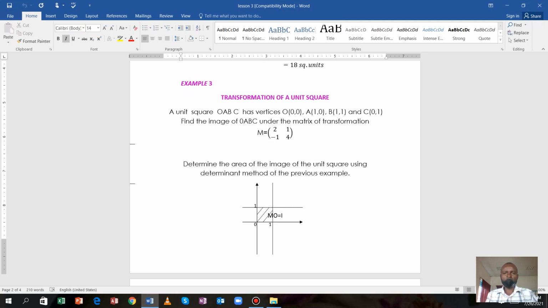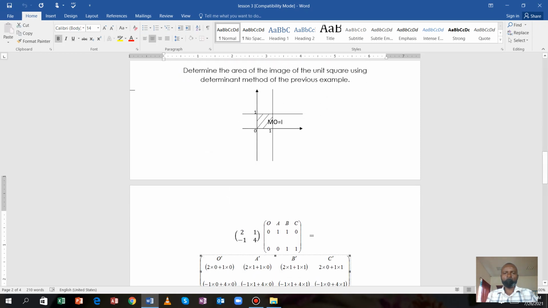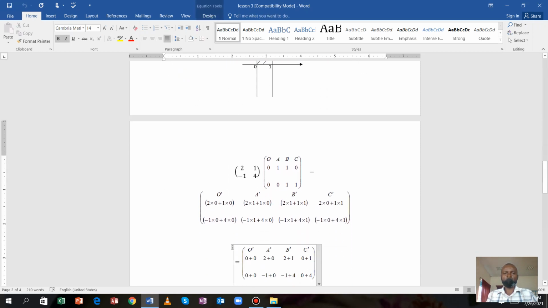So I've given the matrix M, which is 2, 1, negative 1, 4. And you follow the same trend. Here I've combined still, I've not worked out one at a time. So I've got the matrix times all the object points. You can see O for 0, 0, A, 1, 0, B, 1, 1, and C, 0, 1.